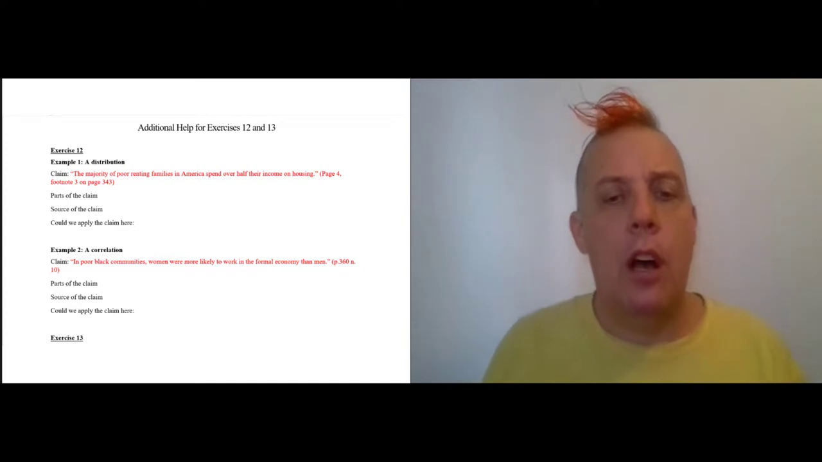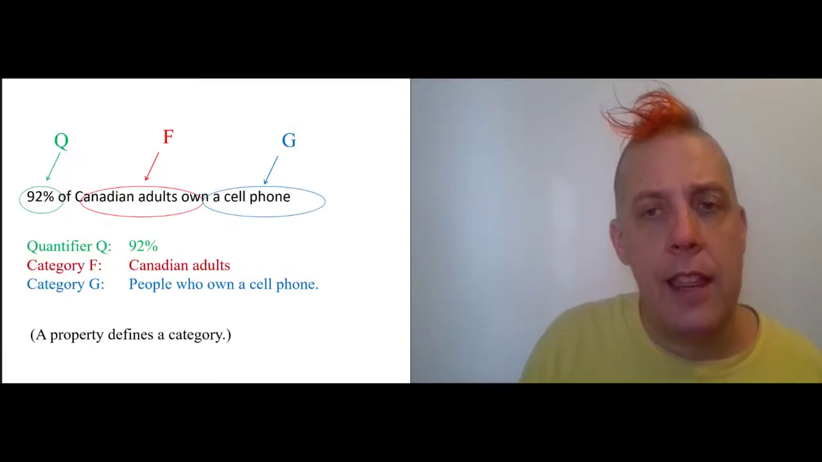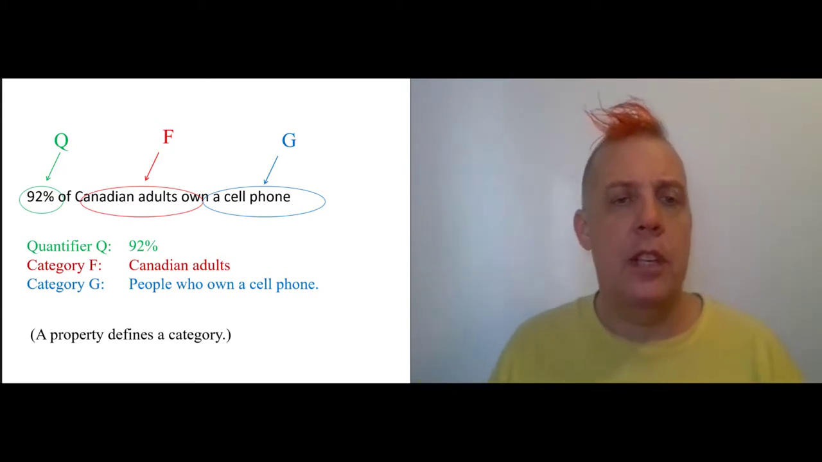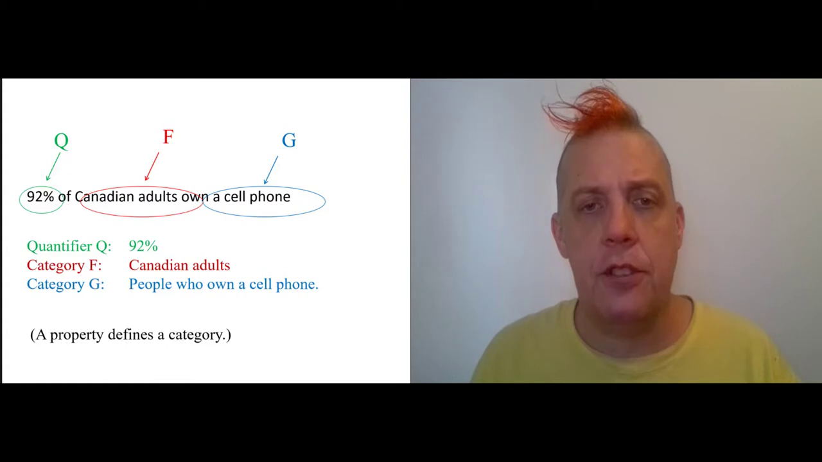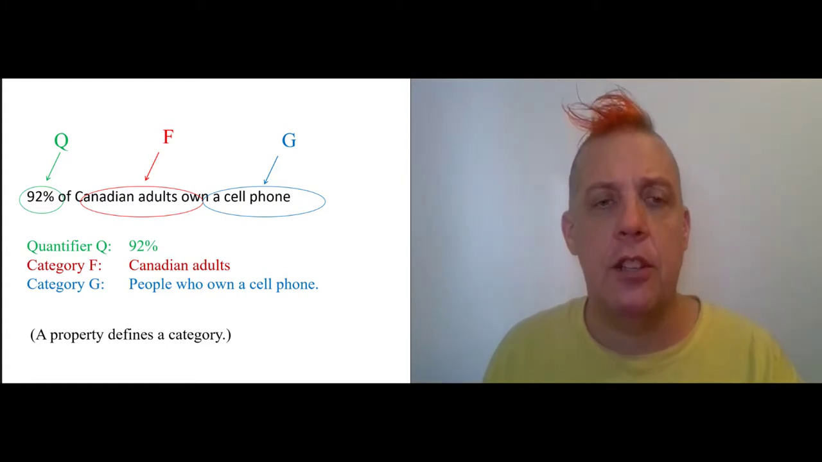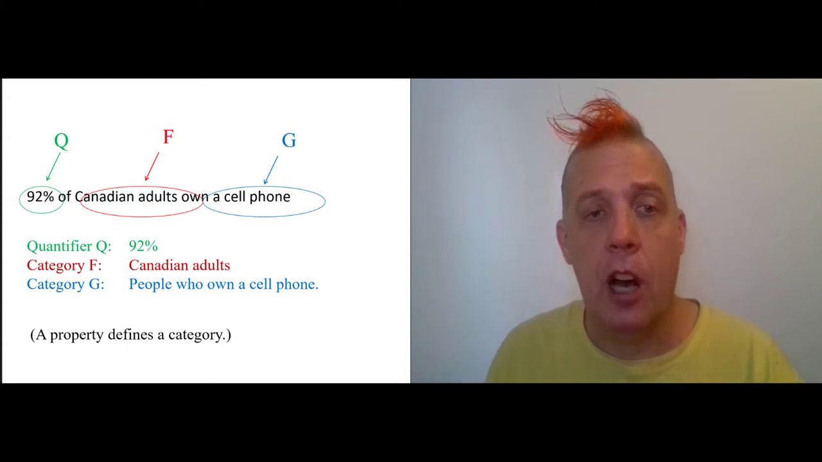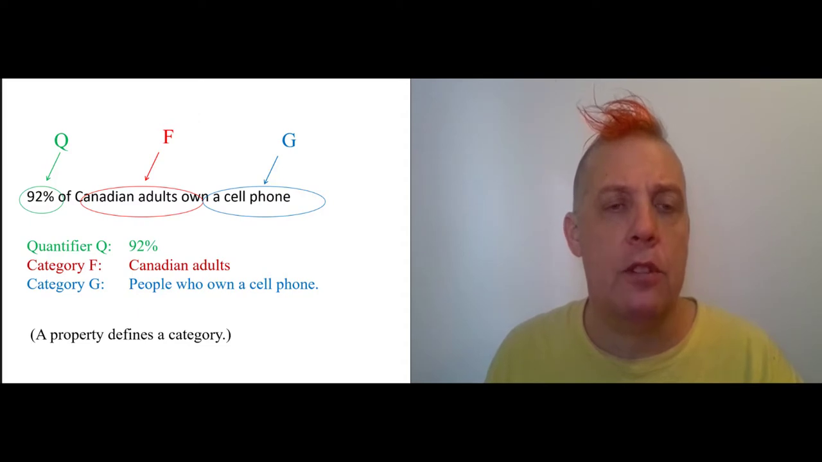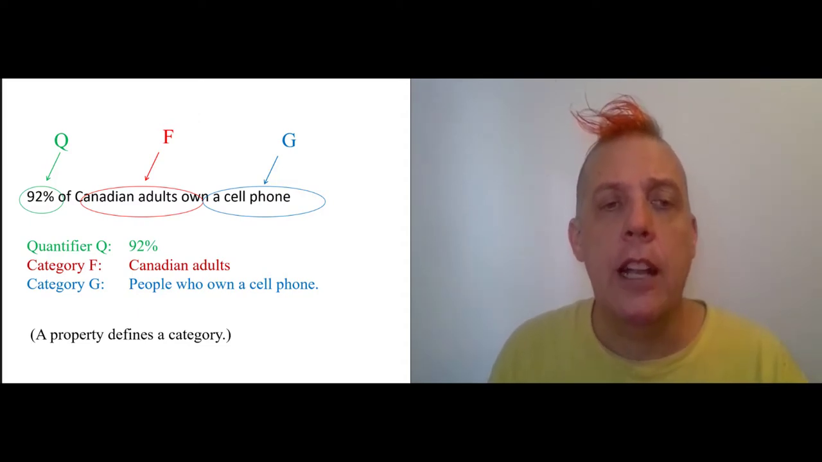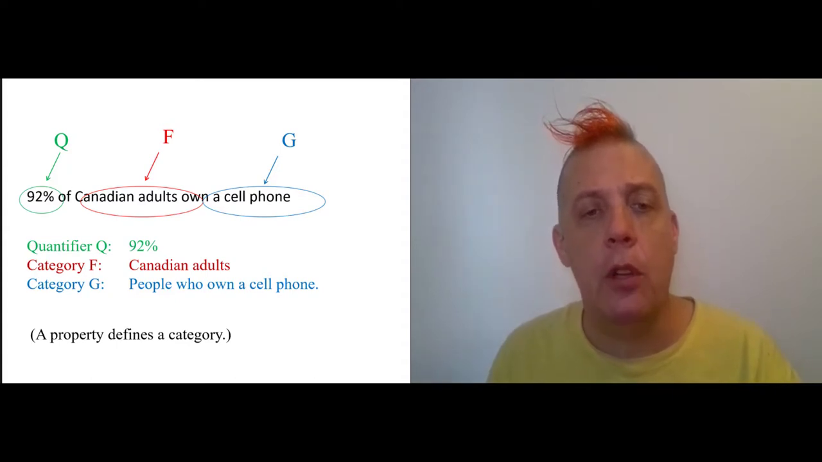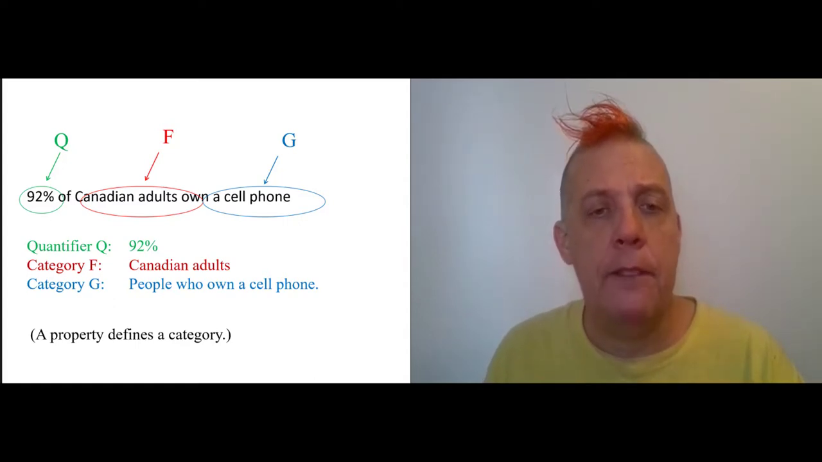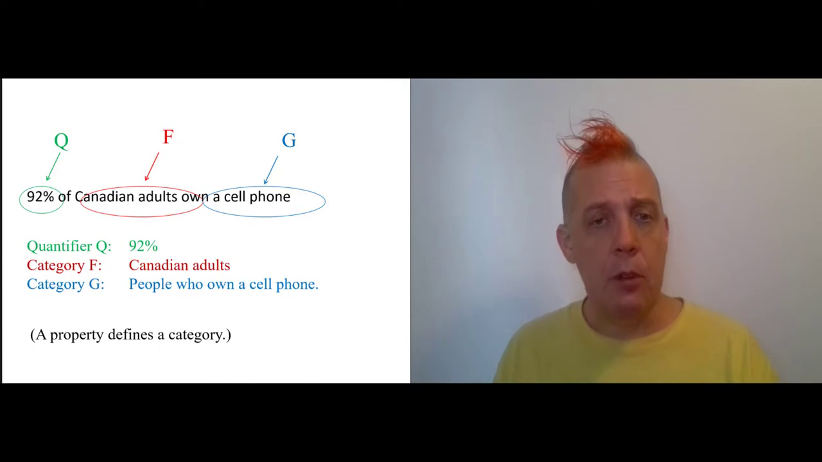Okay, so the analysis stuff I wanted you to do is fairly straightforward. It's basically an elementary logic exercise where you take a sentence in English and you understand the parts of it and what logical work they're doing. So I wanted you to identify the quantifier, the F, and the G, because these are the basic parts of a quantified categorical statement. So in our sample statement, 92% of Canadian adults own a cell phone, the quantifier is 92%. Your first category, F, is Canadian adults, and your category, G, is people who own a cell phone, right?